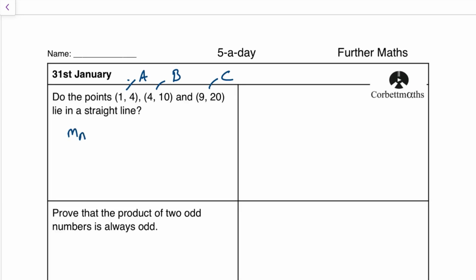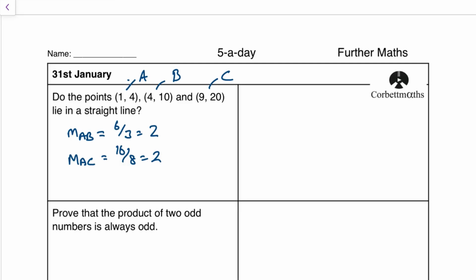So let's work out the gradient of A to B. Because I've labelled these points A, B, and C, I've made it clear to the examiner what I'm doing. They can see that I'm working out the gradient between the two points that I've labelled. So A to B goes up 6 and across 3, so that's 2. And let's do A to C. A to C goes from 4 to 20, which is up 16, and across 1 to 9, which is up 8, and so that's also 2.